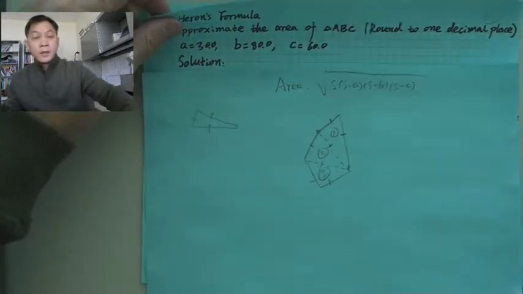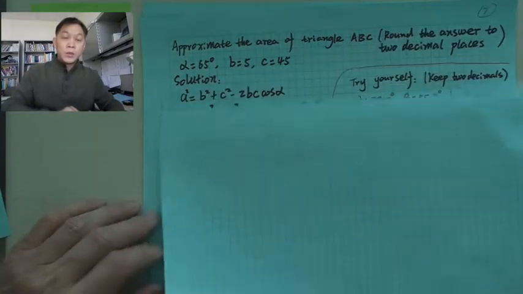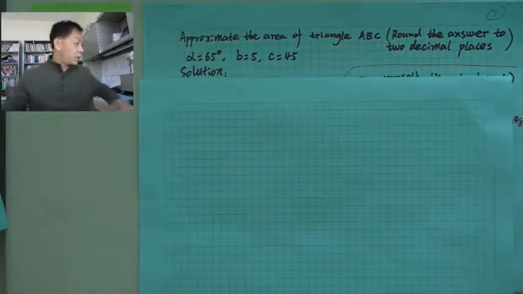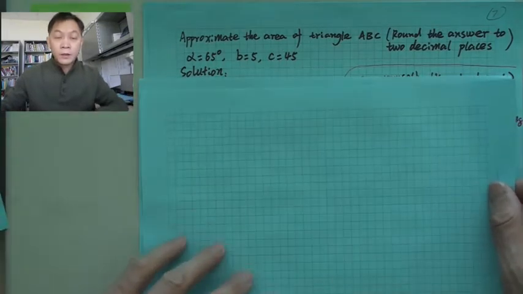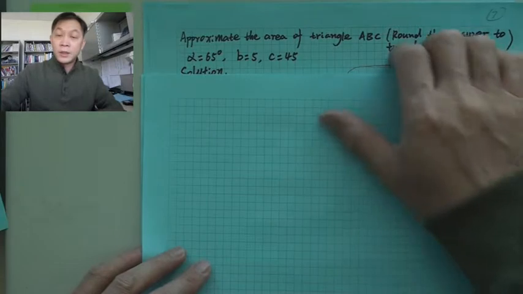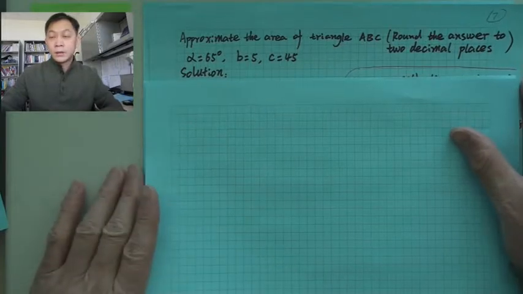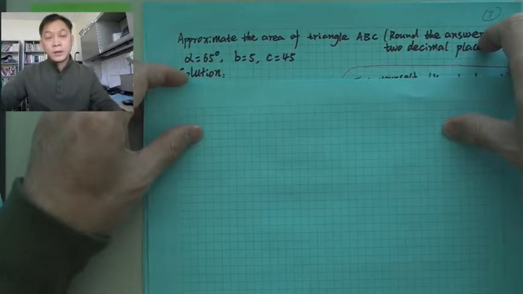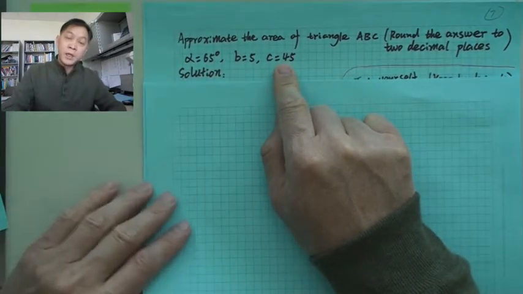Now, let's look at the second example. This example, you can do this in two different ways. One way is an easy way. Very easy. Before I do this easy way, I want to show you how to use Heron's formula.